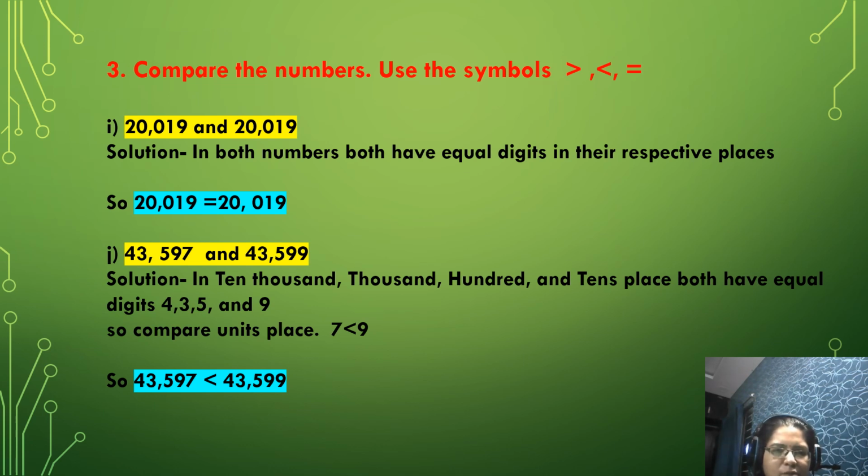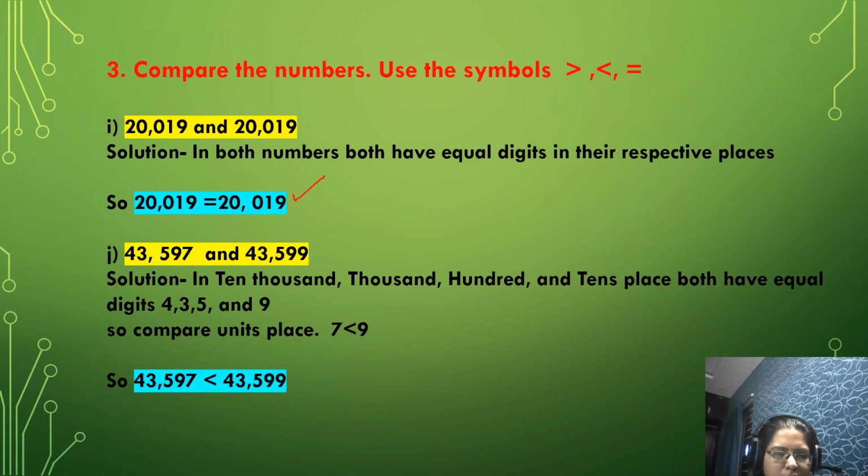In the first number, the tens place digit is 1. In the second number, the tens place digit is 1. Both are equal. Next we move to the unit place digit. In the first number, the unit place digit is 9. In the second number, the ones place digit is 9. Both are equal. Both numbers have equal digits in their respective places, so the two numbers are equal. So we place the symbol equal to. So we get 20,019 equal to 20,019.